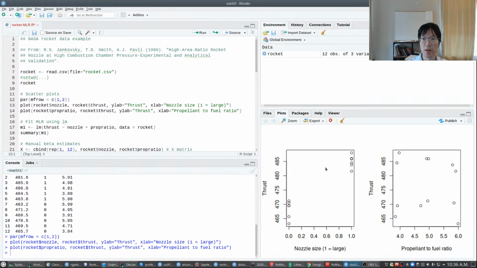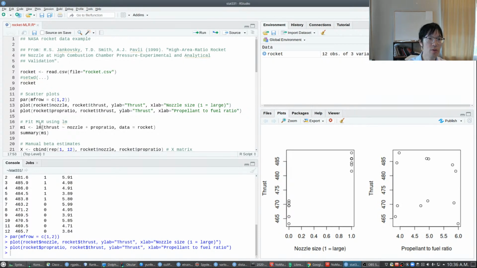Okay, so that allows us to see that indeed it looks like when the nozzle size increases, thrust increases. And then as for the fuel ratio, it looks like it might be a little bit of a decreasing relationship, but it doesn't appear to be very strong. Okay, so with the plots made, let's now fit the model.